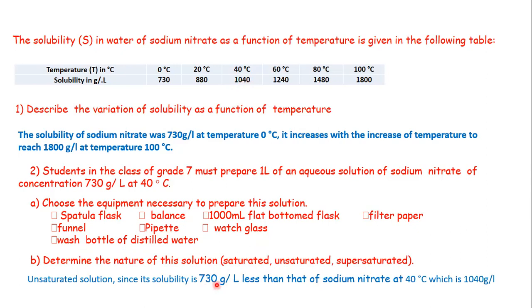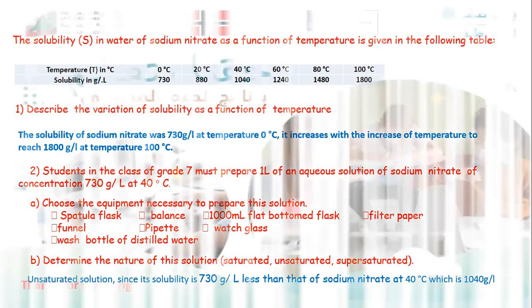Here, the solubility is 730, which is lower than that at temperature 40. So the solution is unsaturated since the solubility 730 grams per liter is less than that of sodium nitrate at 40 degrees, which is 1040 grams per liter.